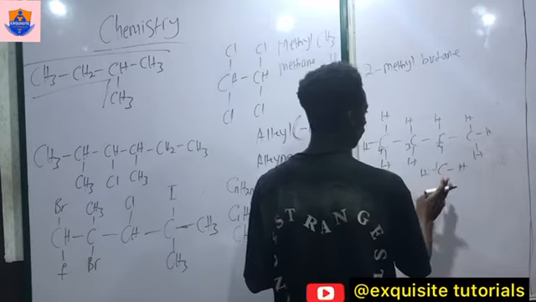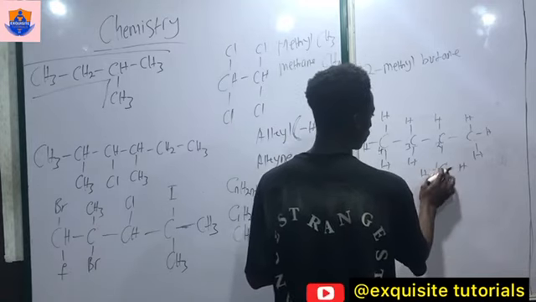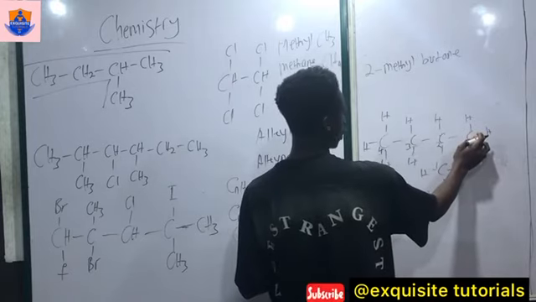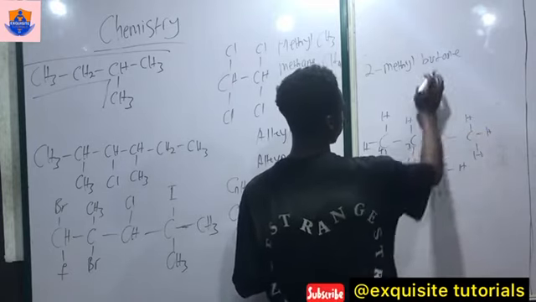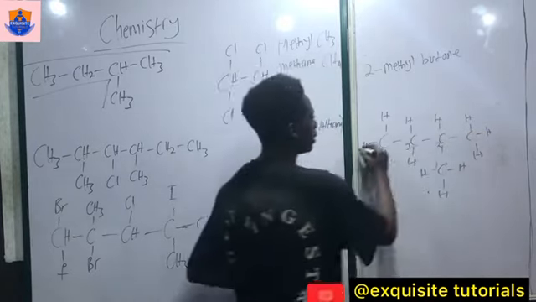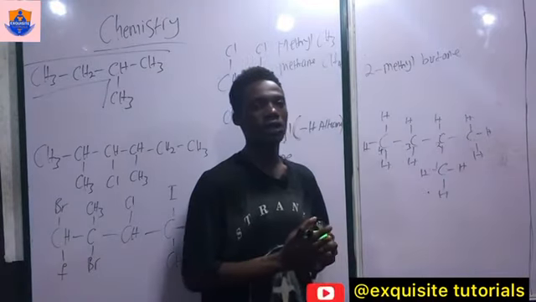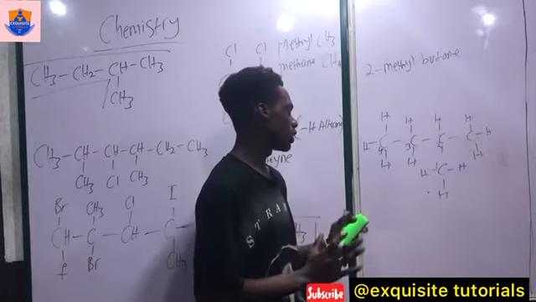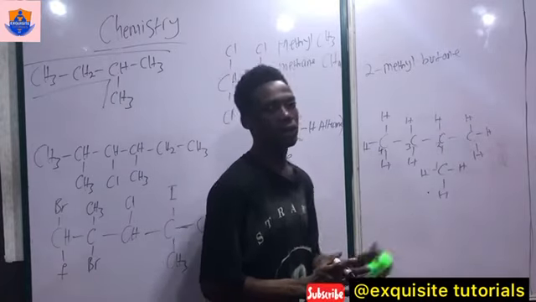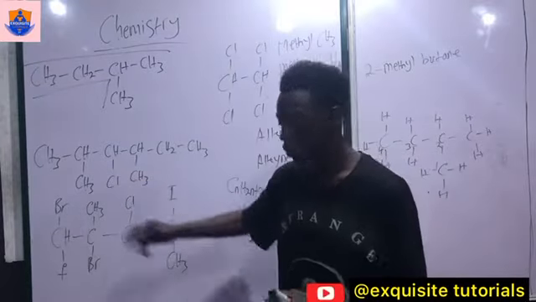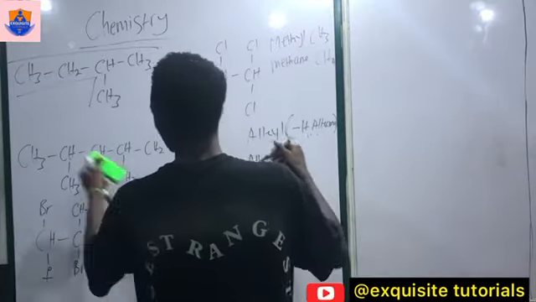So if we want to name it, we have 2-methyl, which is this CH3, then butane. So naming it like this or like this, since they have the same number of carbons in the longest carbon chain, you can name it in either way. Alright, now let's take a look at this other one.